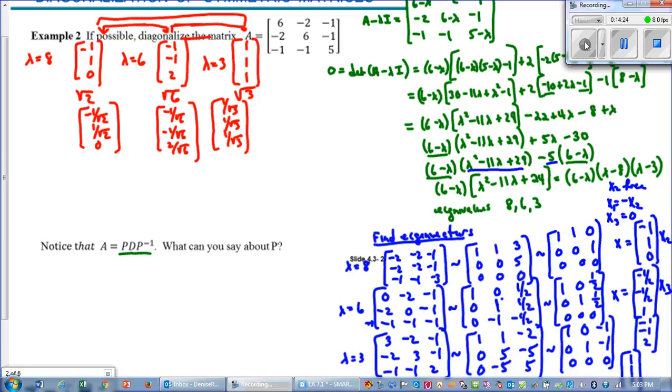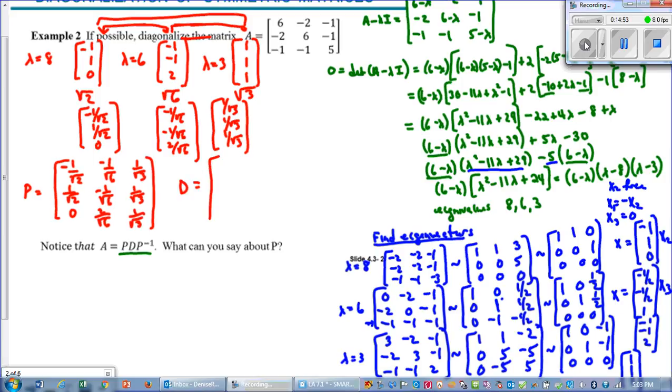Okay, so our matrix P will have these vectors in the columns, and our matrix D, so take the corresponding eigenvalues. So 8 corresponds to column 1, the 6 corresponds to column 2, the 3 corresponds to column 3.